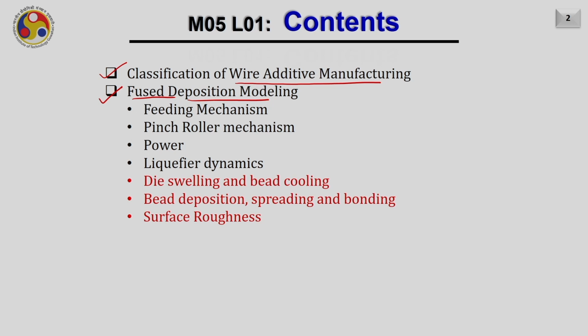In the fused deposition modeling, we are going to discuss these topics. We shall discuss the feeding mechanism of wire, the pinch roller mechanism, the power required to push the wire into the liquefier, and the liquefier dynamics. So, all these phenomena we will be able to cover in the first lecture. In the second lecture related to FDM, we shall discuss the die swelling phenomena and bead cooling, the bead deposition, spreading and its bonding, and finally the surface roughness we usually obtain in the FDM process.